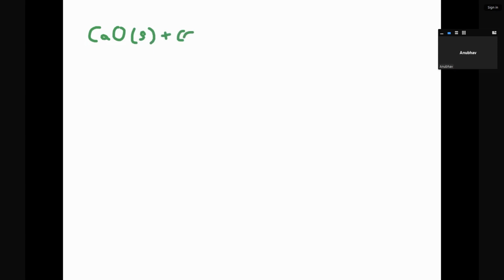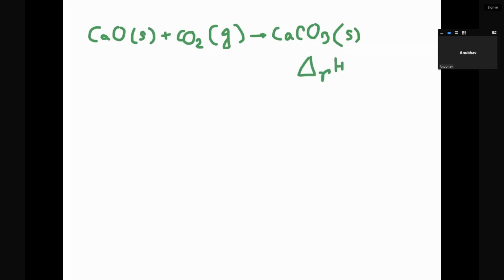We have CO2 in gaseous state. We have CaCO3, which is also in its solid state. So this is a reaction where it will be del RH minus, because it is a reaction enthalpy. So del RH minus of this reaction is minus 178 kilojoule per mole.